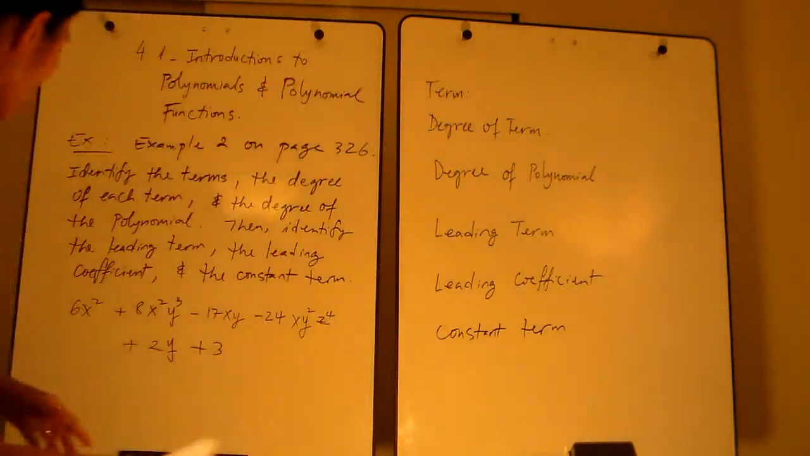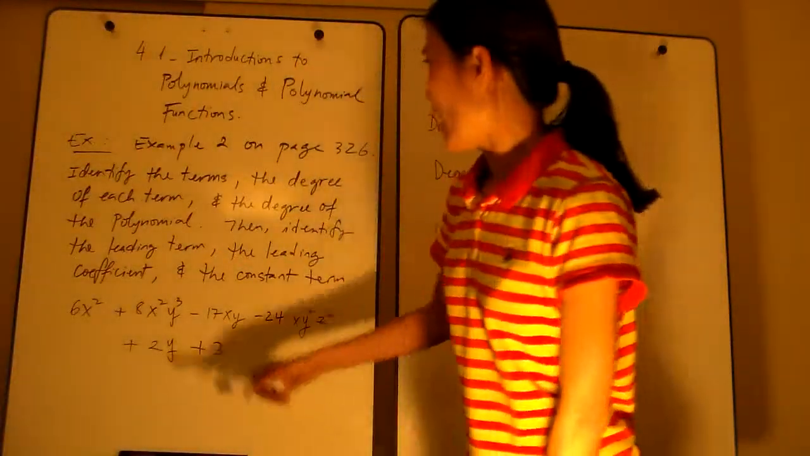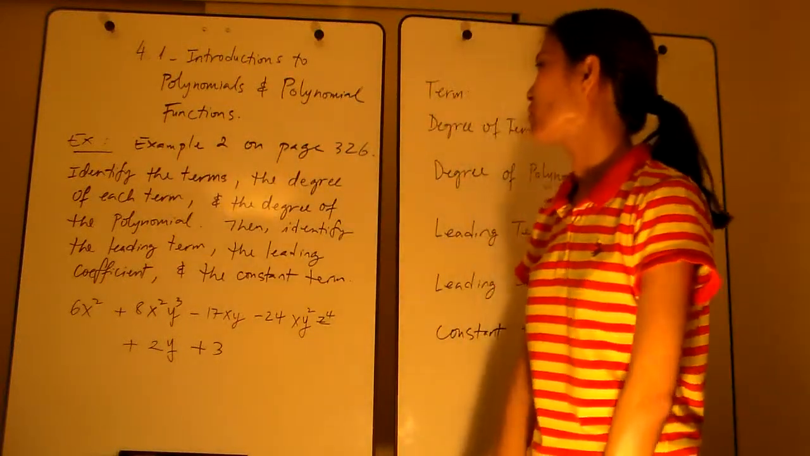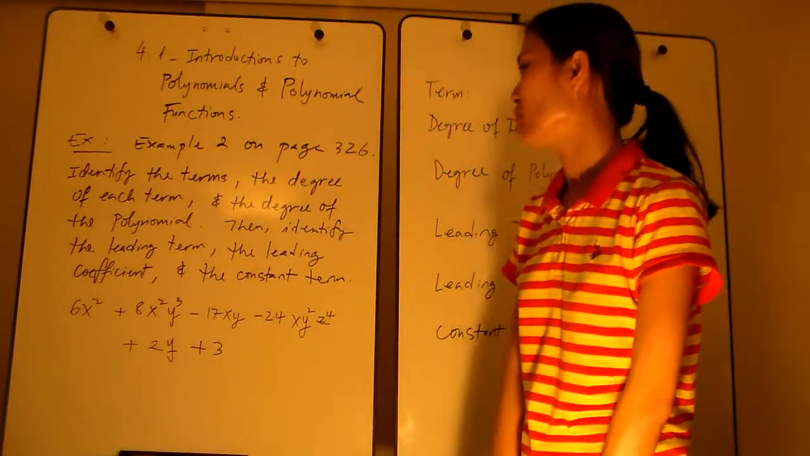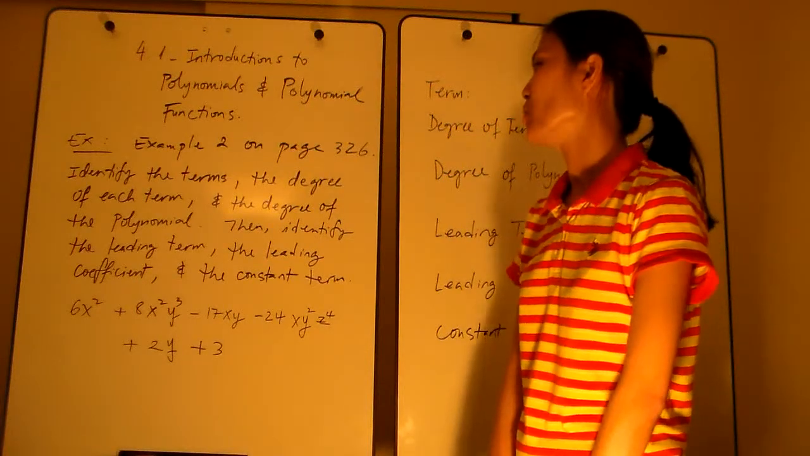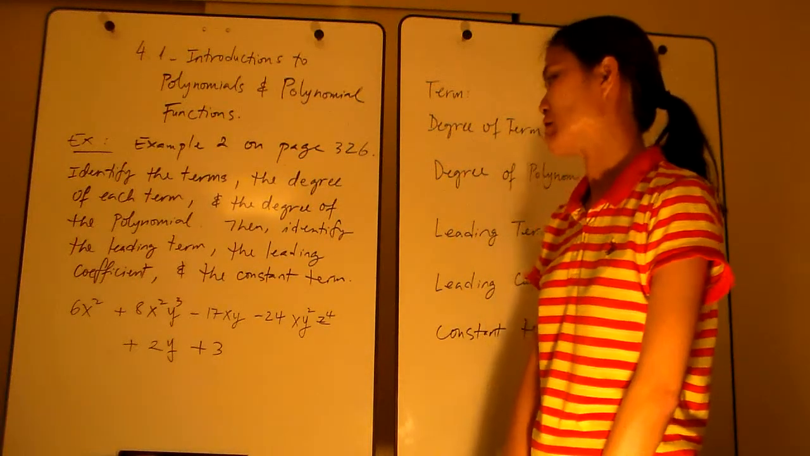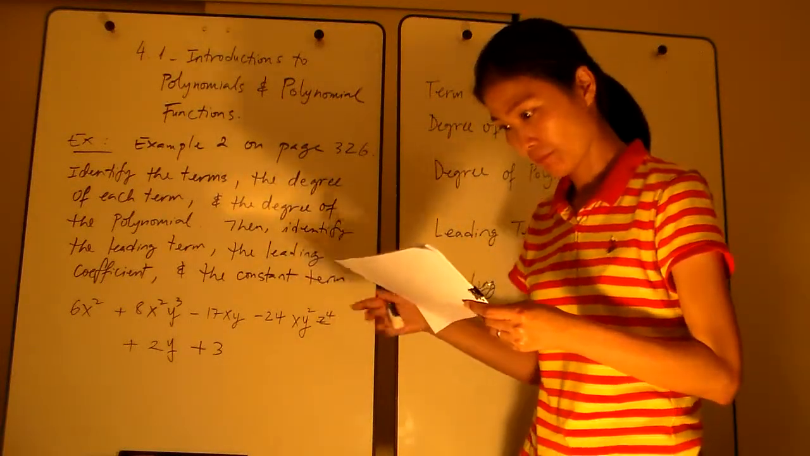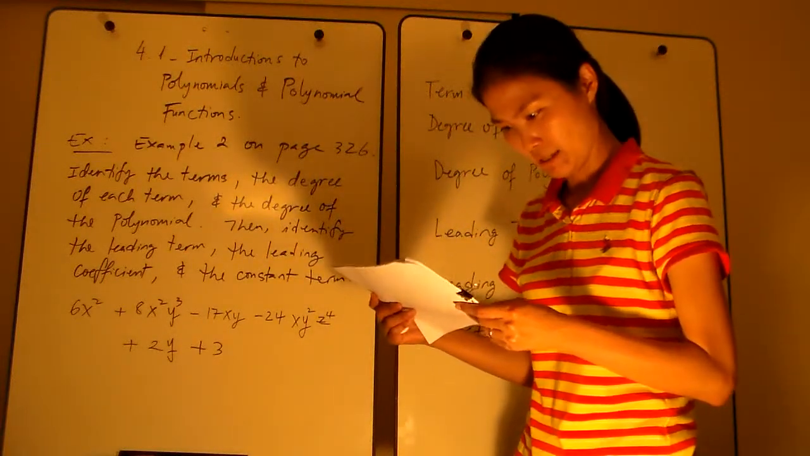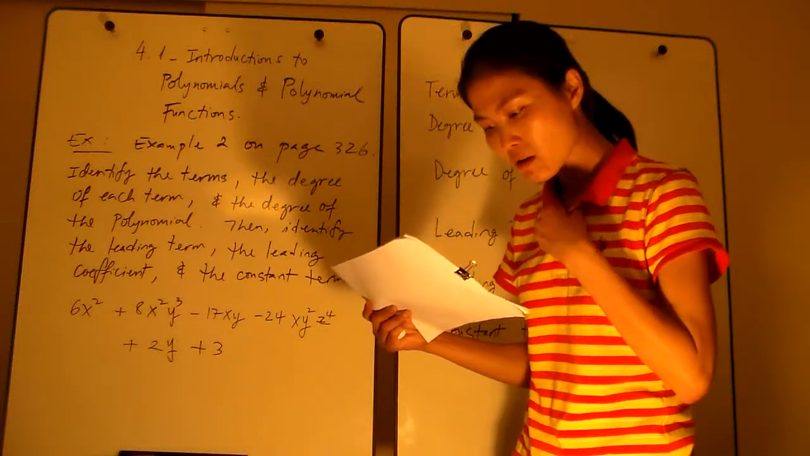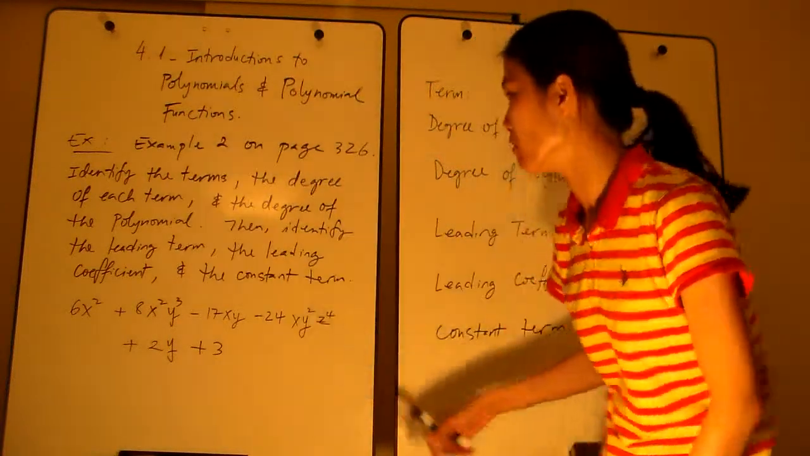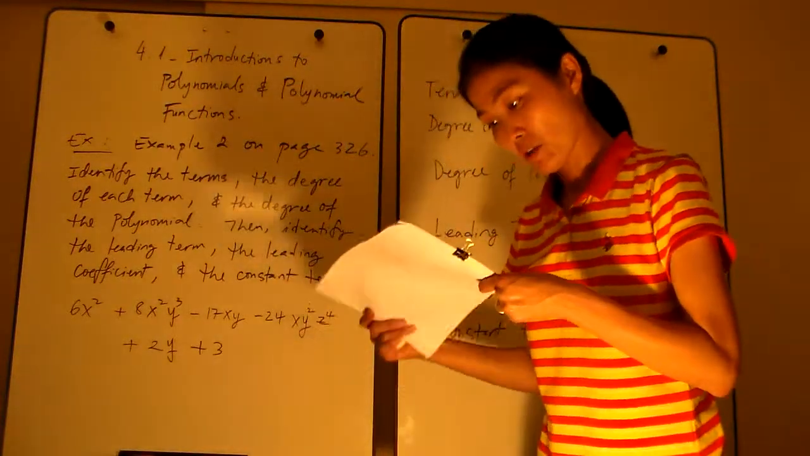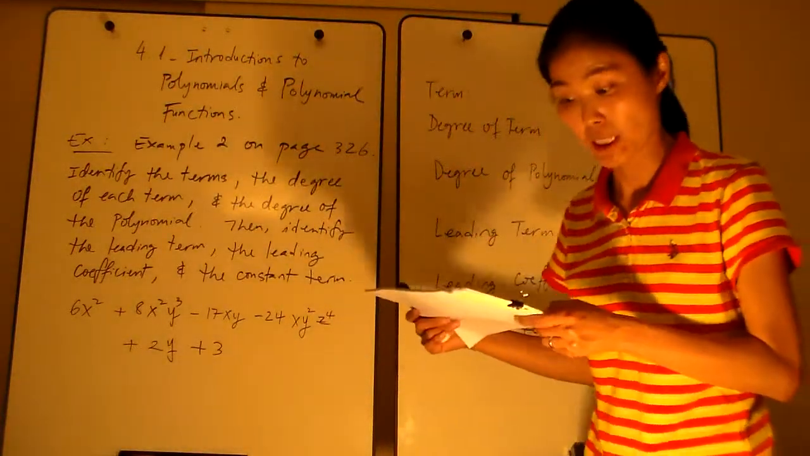Alright, the question is, identify the terms, the degree of each term, the degree of the polynomial, then identify the leading term, the leading coefficient, and the constant term. Again, I provide you the definition for each term here. Let's start off with the terms of a polynomial. Identify the terms, right?